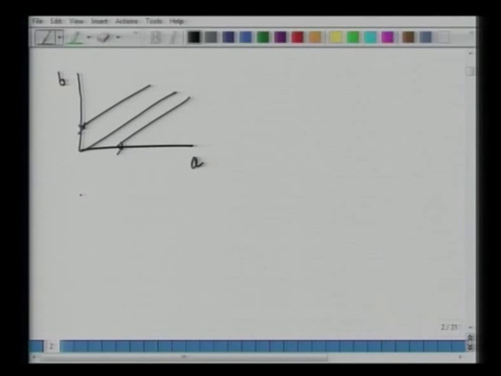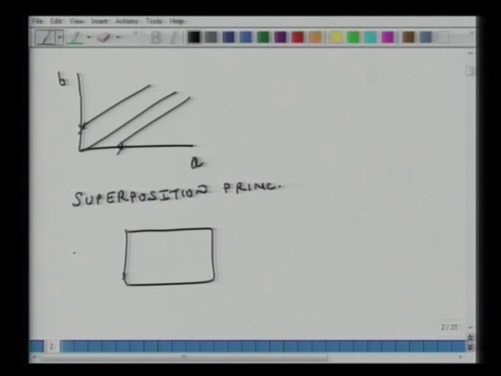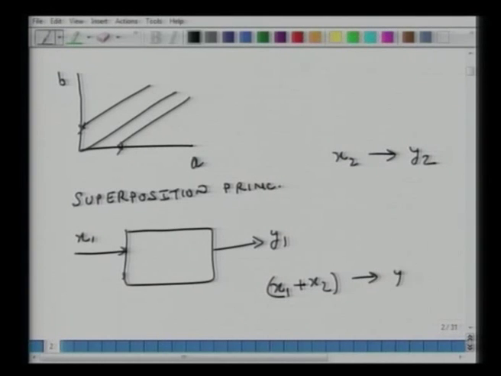The third feature is that I can use the superposition principle. In a linear system, I am able to use the superposition principle. What does that mean? Suppose I have a system and I have an input x1 and it yields an output y1, and then in another case I provide an input x2 and it yields an output y2. Then if I provide an input x1 plus x2, if it is a linear system, the output will be y1 plus y2.